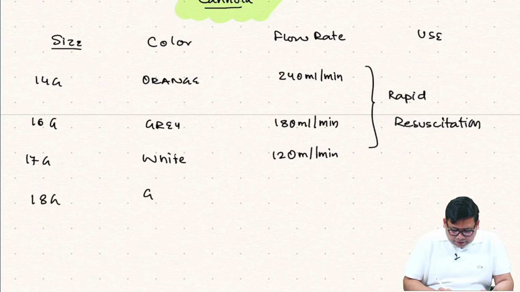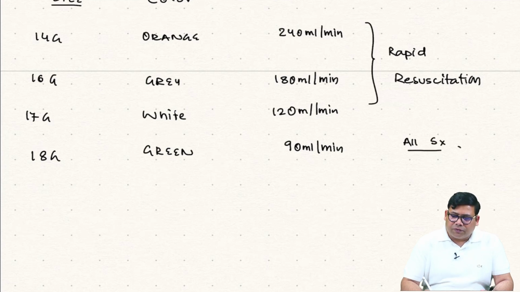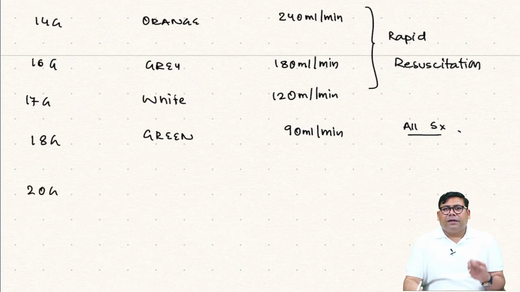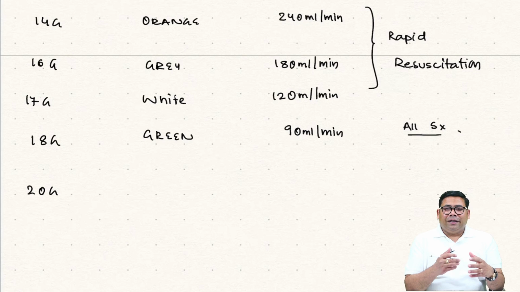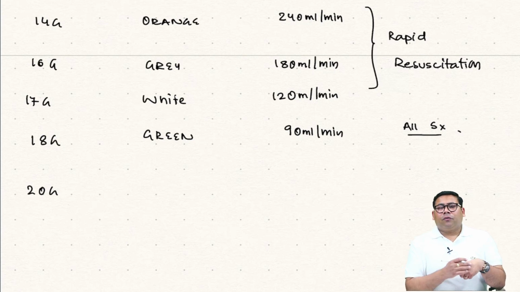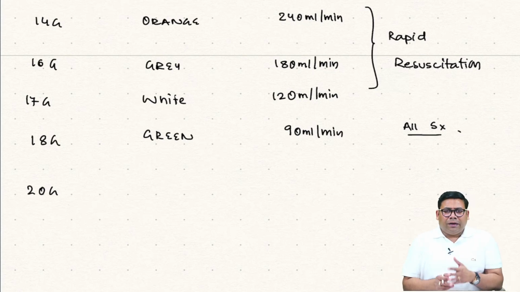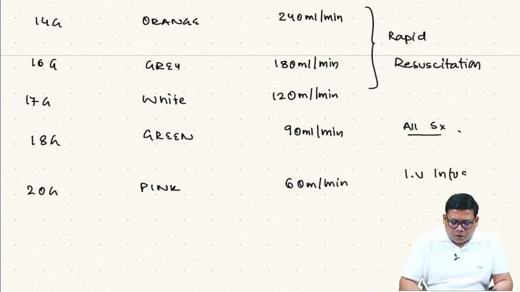Then we have 18G, this is the green that we have. And do you know the flow rate is 90 ml per minute. This is the cannula which is required for all surgeries. So for all surgeries, we prefer to use a green, not a pink. Remember, your eyes will never see what your brain doesn't know. Whenever you take the patient for surgery, you start getting a lot of heated exchange from your seniors or professors. Why? Because you have put a pink cannula, and a pink cannula is not sufficient for a surgery. So whenever you're shifting a patient to OR, operating room, you should know whether the cannula you have taken is right or not. The pink cannula has a flow rate of only 60 ml per minute. This is good for IV infusions, but not for surgeries.